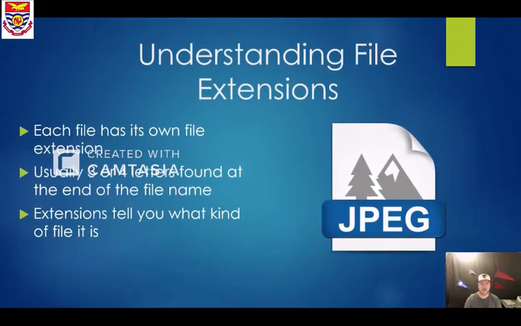So each file has its own file extension. It's usually a 3 to 4 letter identifier found at the end of each file name. So for instance, if you save a file, it'll be the name of that file, then a period, then the 3 to 4 letter identifier. Extensions tell you what type of file something is. So if you see one like the one on the PowerPoint slide, it says JPEG, that's a JPEG file, and if you ever see .jpeg after a file name, you know that it's an image.